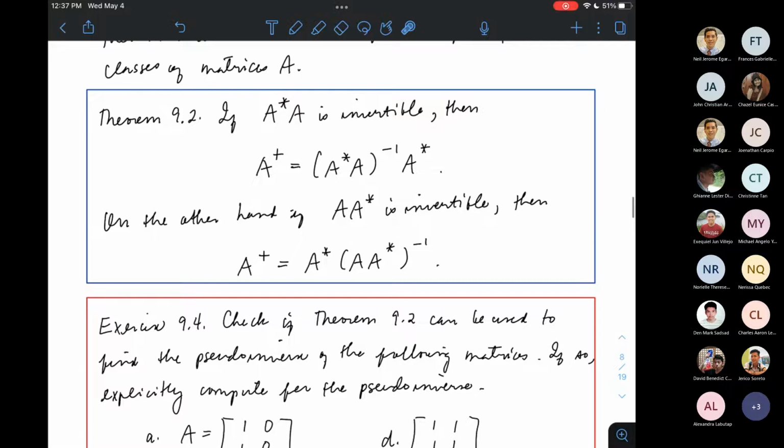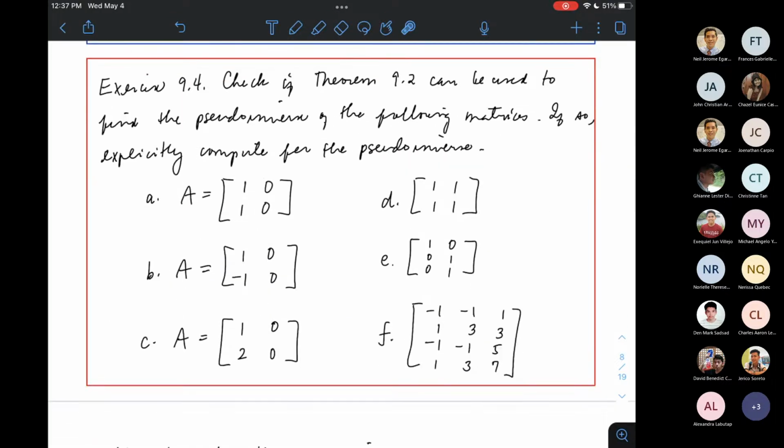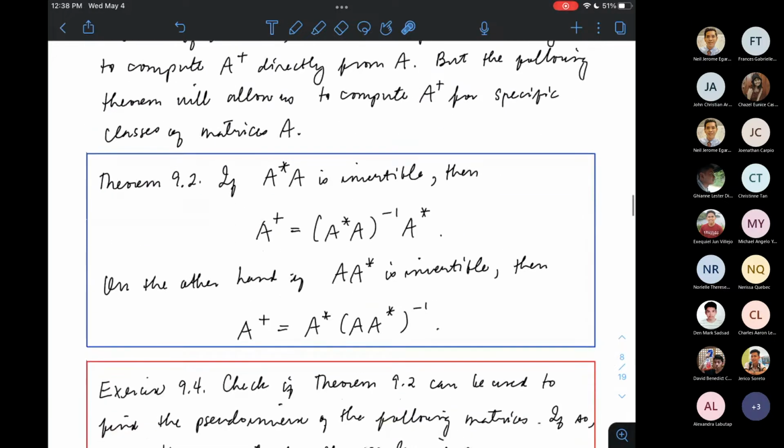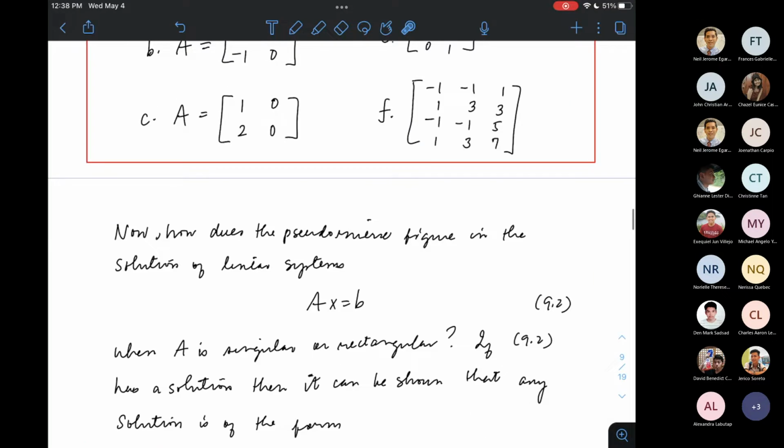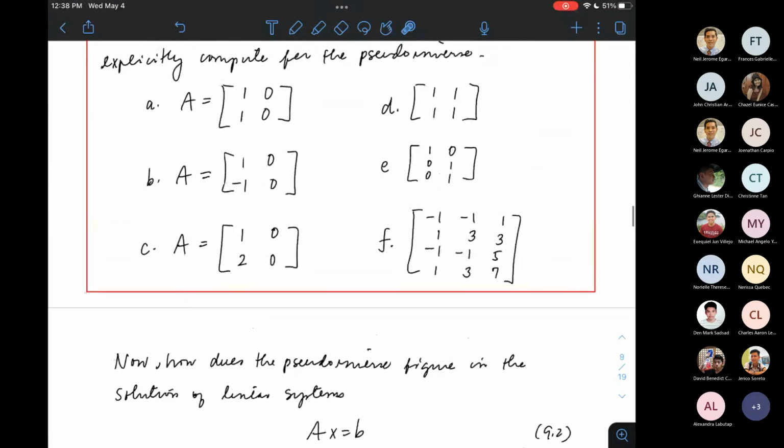Now in exercise 9.4, I ask you na computein yung pseudo-inverse ng anim na matrices na ito. All right? Now what you can do is first check if AA star is invertible. Kung invertible siya, edi gamitin nyo itong formula na to ng pseudo-inverse. Kung hindi, then tingnan nyo naman yung A star A kung siya ay invertible. Kung siya ay invertible, ito yung gagamitin yung formula. Now usually, kasi pipili ka kung sino sa dalawang i-check mo kung invertible. Usually pwede mo mag-prioritize kung sino yung unang pipiliin mo.